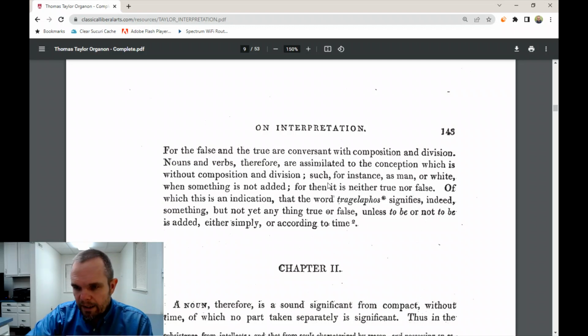And we can do that either simply in the present tense or according to time by the use of different tenses in the verb. Okay, so that's the content of chapter 1 of On Interpretation. I hope that's a helpful walk through the first reading. What I advise you to do now is, having listened to that, having walked through that with me this first time, now make your first reading.